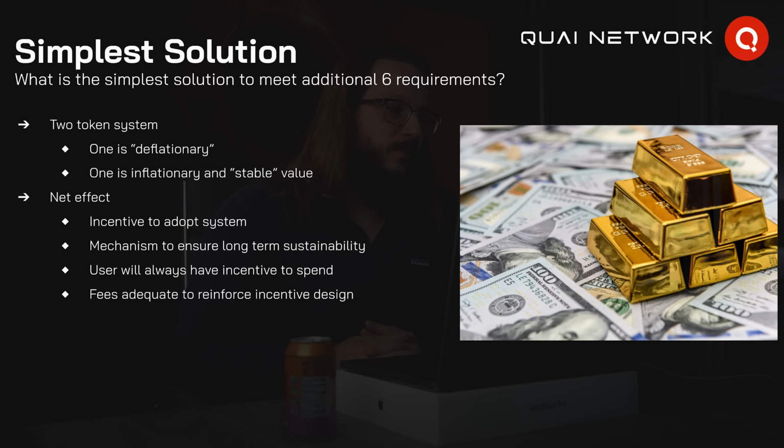And the simplest solution that we've come up with to meet the six additional requirements here is a two-token system. One token would be deflationary. You could think of that as gold. And the other token would be inflationary, but would have a relatively stable value, such that it could be used as a unit of account and medium of exchange, much like the dollar. The net effect is that we can create an incentive to adopt the system, having something that has a more traditional deflationary characteristic like Bitcoin.